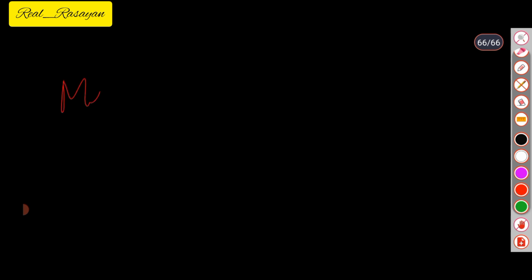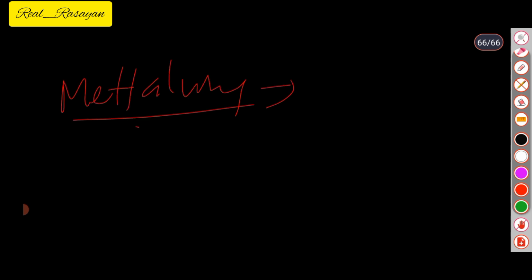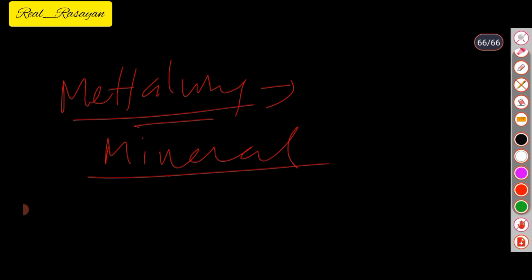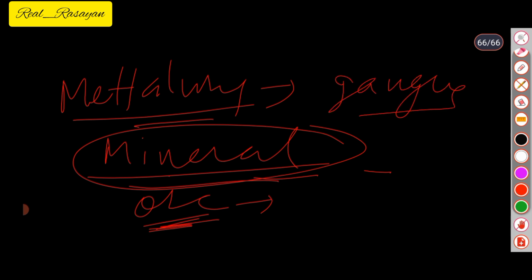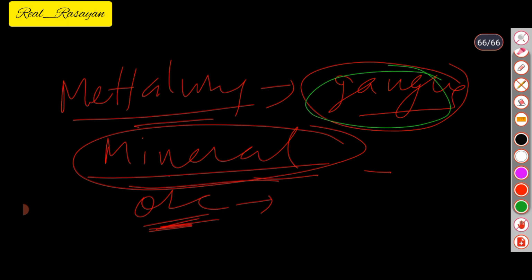Next is metallurgy. There is the extraction of metal from the earth's crust, from the minerals that are obtained from the earth's crust. What is mineral? A naturally occurring substance that can be obtained from the earth's crust. What is ore? After removing the impurities from mineral, we get the substance including metal with traces of impurities. And what are the impurities? That is gangue. So these are the extra impurities present in the mineral that are to be removed to get pure metal.